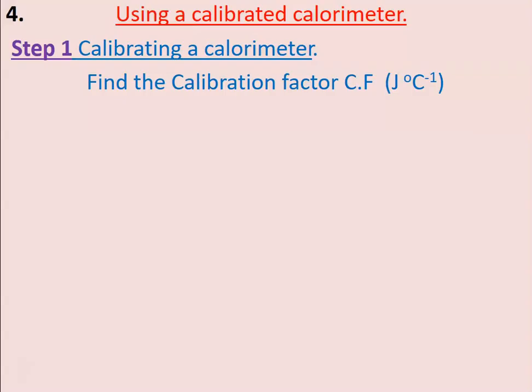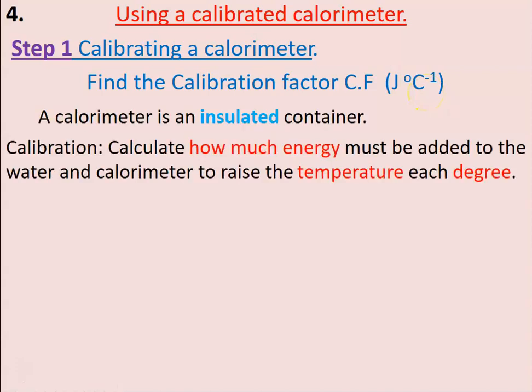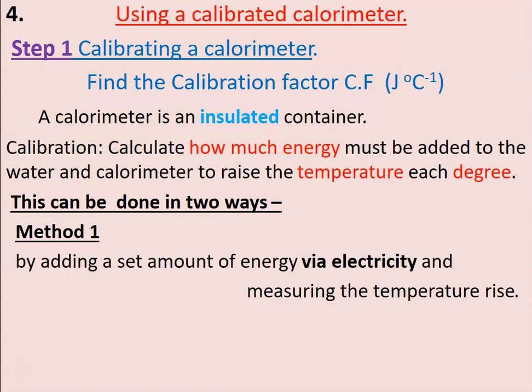So the next one is using the bomb calorimeter. There's two steps to this. We would need to work out the energy. We can't use the specific heat capacity of water. We need to calculate the energy you need to heat for every degree that the calorimeter goes up. So we have to calibrate it first. So we need to add a certain amount of energy that we know, a set amount of energy.